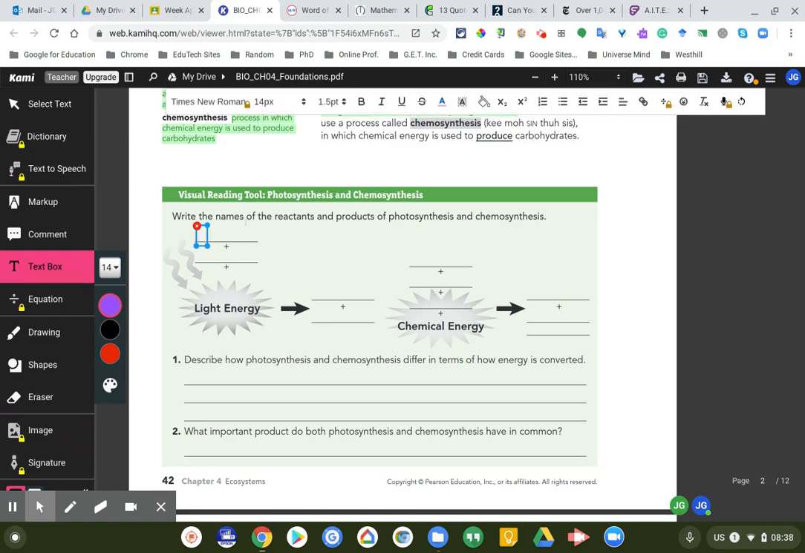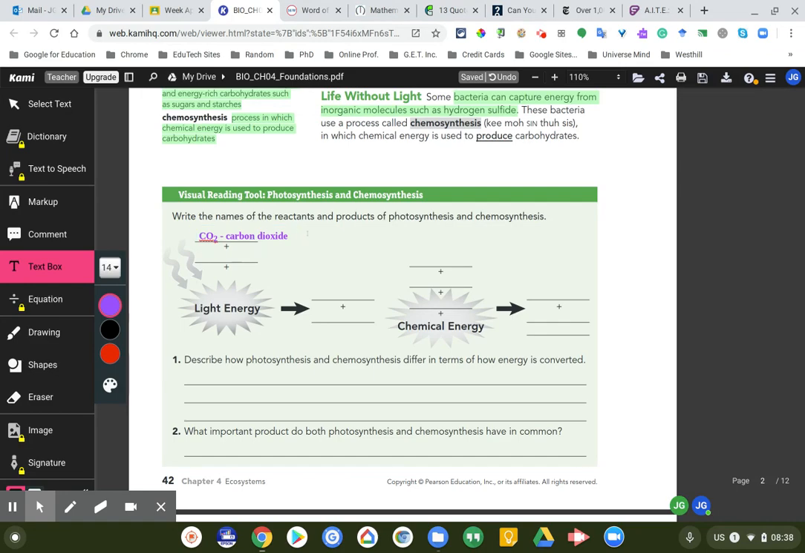Okay. So this photosynthesis uses carbon dioxide, CO2. Look at that. That's very nice. Okay, we could do some subscript there. Carbon dioxide. Okay. And what does carbon dioxide react with? Carbon dioxide reacts with, obviously, light energy.